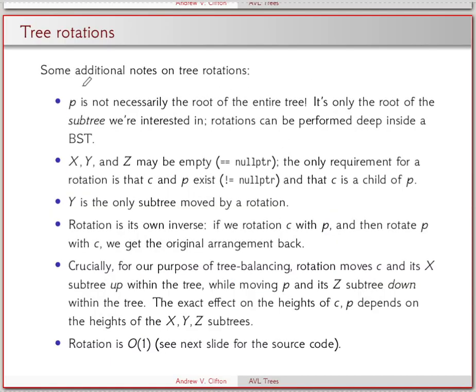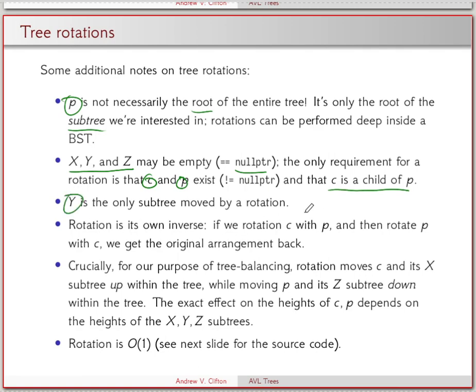A few other notes here. Like I emphasized before, P is not necessarily the root of the whole tree. It's just the root of the subtree that we're looking at. There might be more stuff above P. X, Y, and Z might be empty, like they might be null pointers. The only requirement for rotation is that C exists and P exists, and C has to be a child of P. That's it. Other than that, X, Y, and Z might not exist.